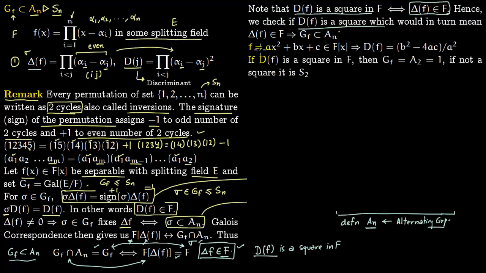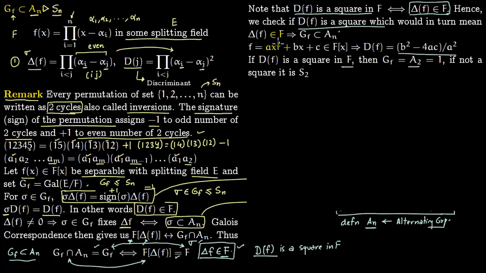So for example, say you have a degree 2 polynomial, f is ax squared plus bx plus c, over the field F. So the discriminant of f is given as b squared minus 4ac over a squared. This we saw in high school. There is a description of this in Dummit and Foote also. So it is important that you can see how this is derived in Dummit and Foote. So if this number is a square in F, then the Galois group is precisely A2. If it is a square, that means delta f would lie in F. That means this would be a subgroup of An.